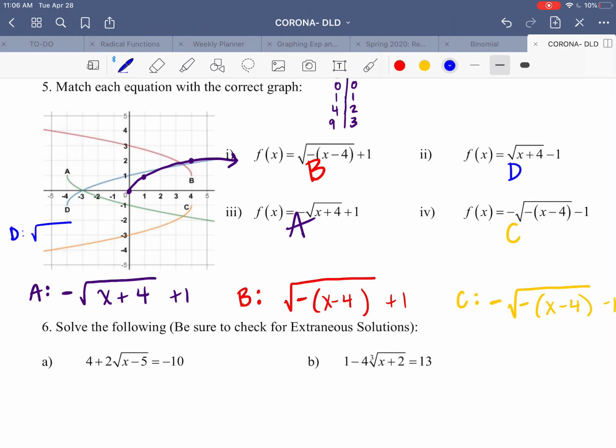Okay, we're not reflecting, so there are no negatives, but we are moving down 1 and moving to the left 4. So it's going to be x plus 4 minus 1, and that is the equation that we're given.